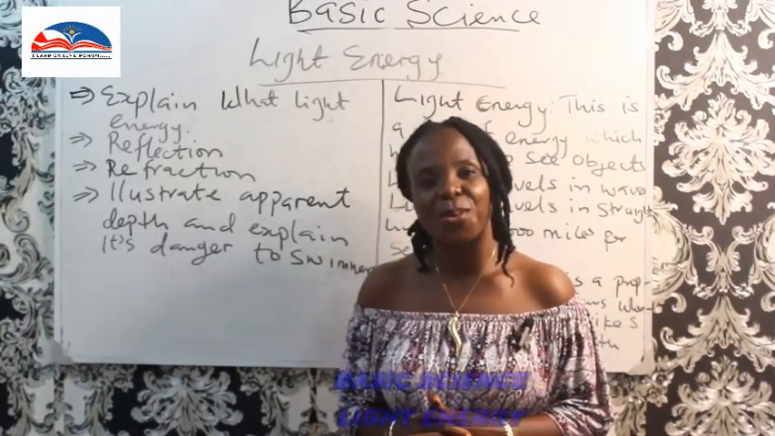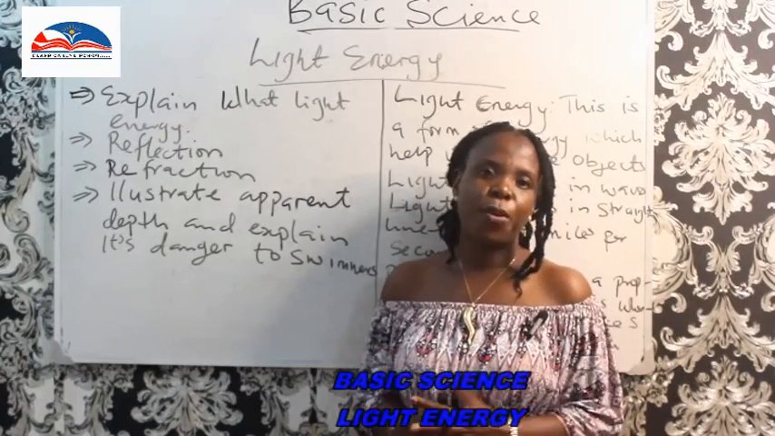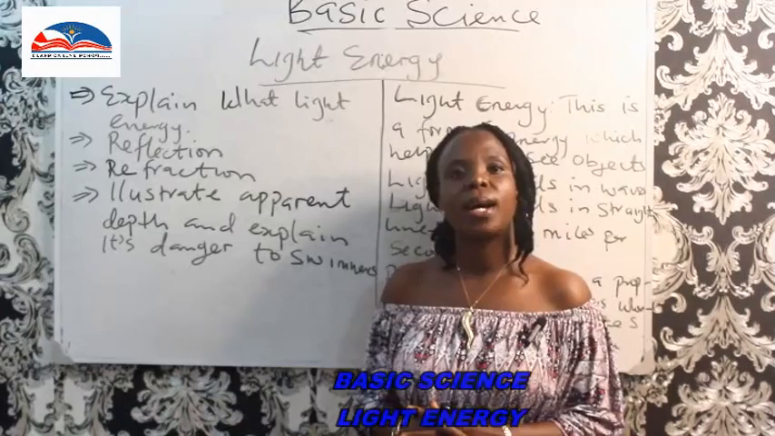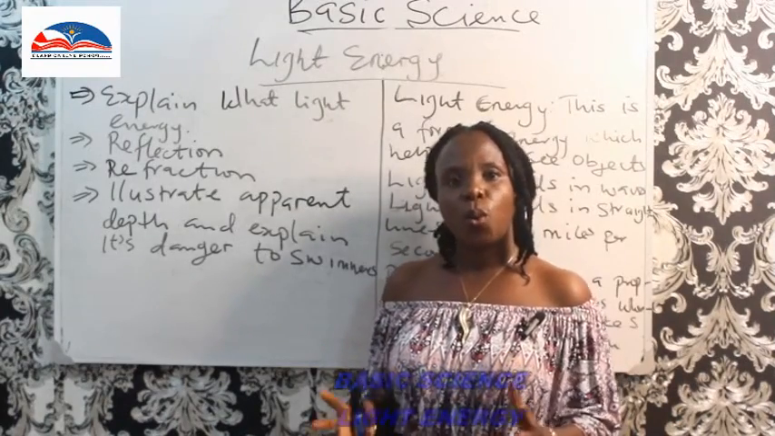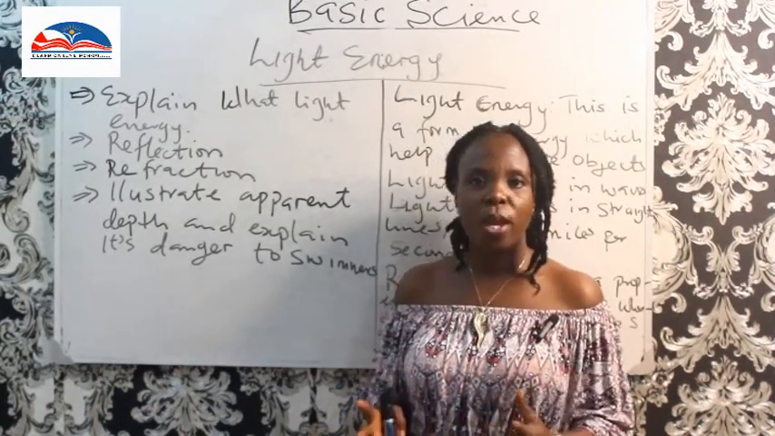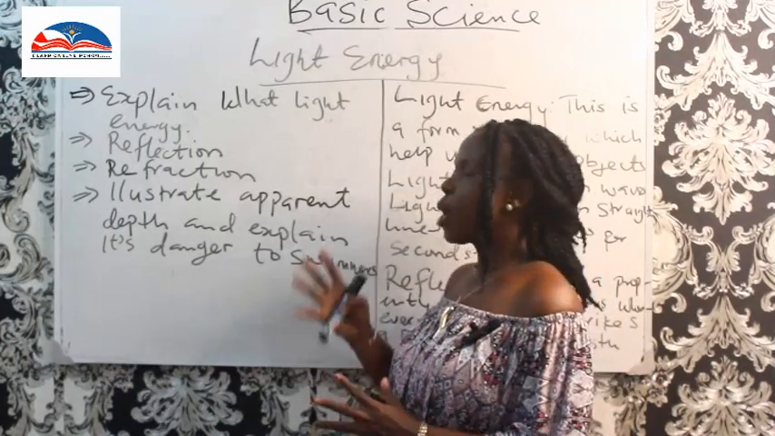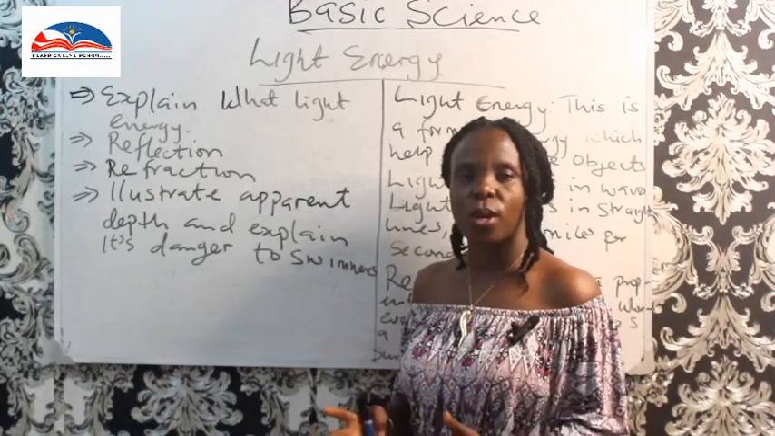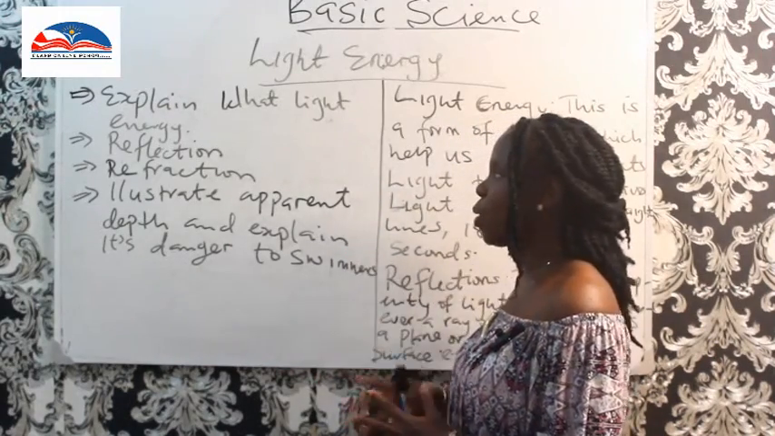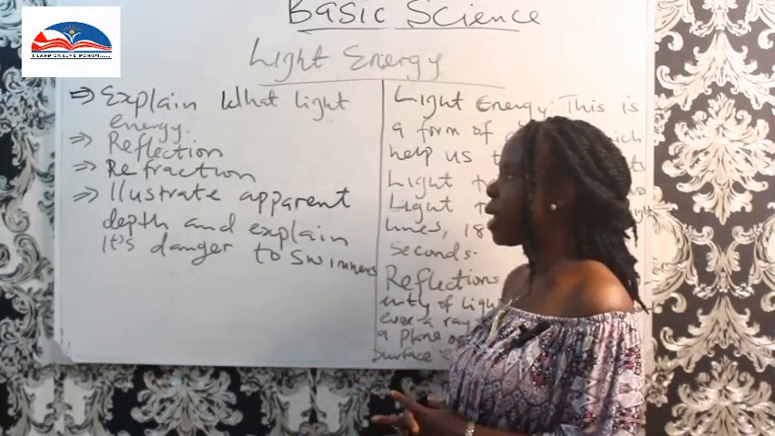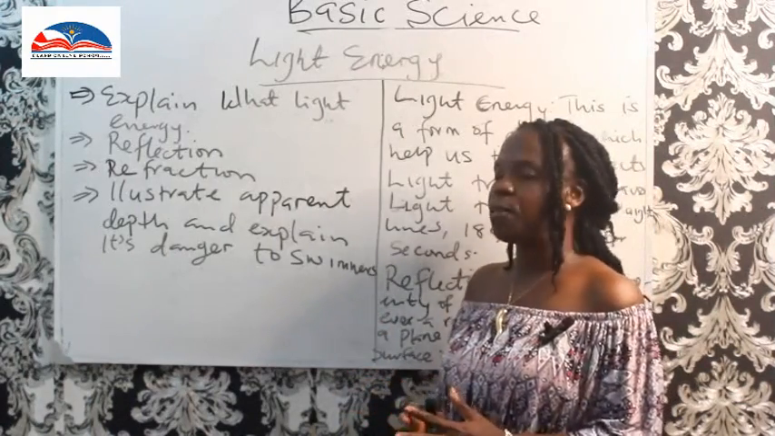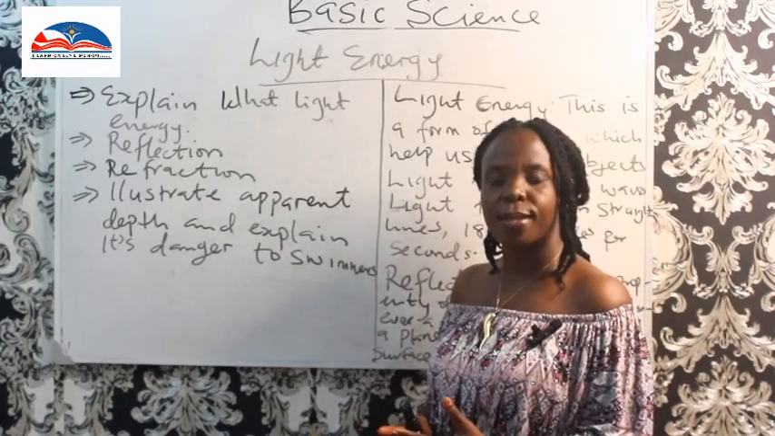This is basic science for JSS2. In our previous class, we looked at thermal energy. Today we want to look at light energy. What are the objectives we will cover today? We'll look at what light energy is. We'll look at reflection as it connects to light energy. We'll look at refraction as it connects to light energy. We are going to illustrate apparent depth and explain its dangers to swimmers.